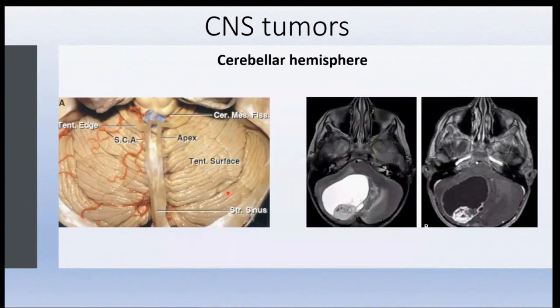In the infratentorial space, we can have tumors within the cerebellar cortex, and this is a typical pilocytic astrocytoma with a mural nodule and a surrounding cyst within the cerebellar hemisphere.